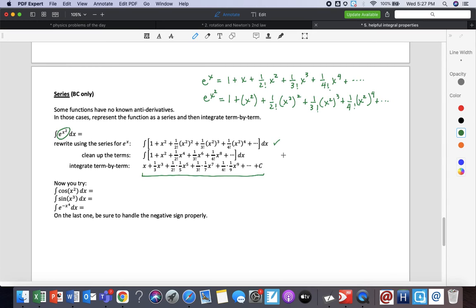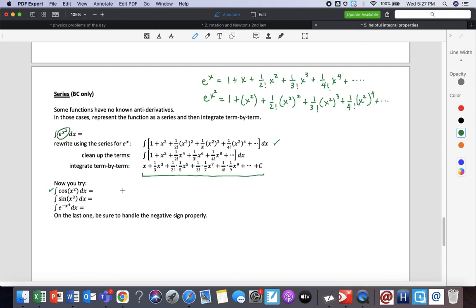And this is what your calculator does when it calculates out values. It doesn't know this function e to the x squared. Instead, it uses powers of x, and it just uses enough terms to achieve the desired accuracy. And we're going to explore that more later in the year. So now why don't you try? Maybe in a minute I will do this first one, just so you can compare your work. But you could pause the video now and try this.